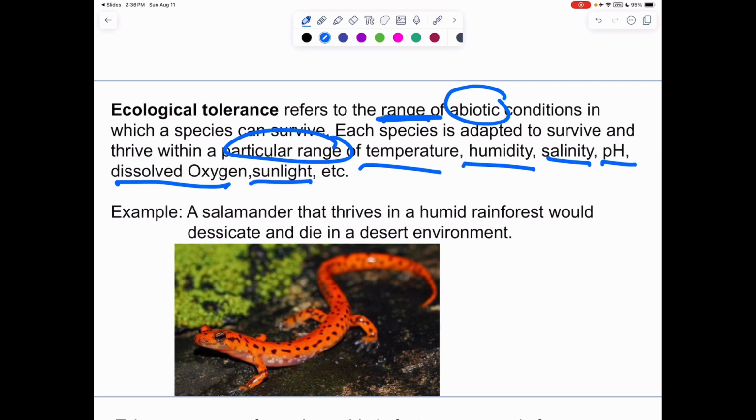We know that some creatures can handle warmer ranges of temperatures, others can handle lower ranges of temperatures, and they're going to thrive in that certain environment. However, if that abiotic factor gets too low or too high, then they're either going to have to adapt, migrate, or they'll go extinct.